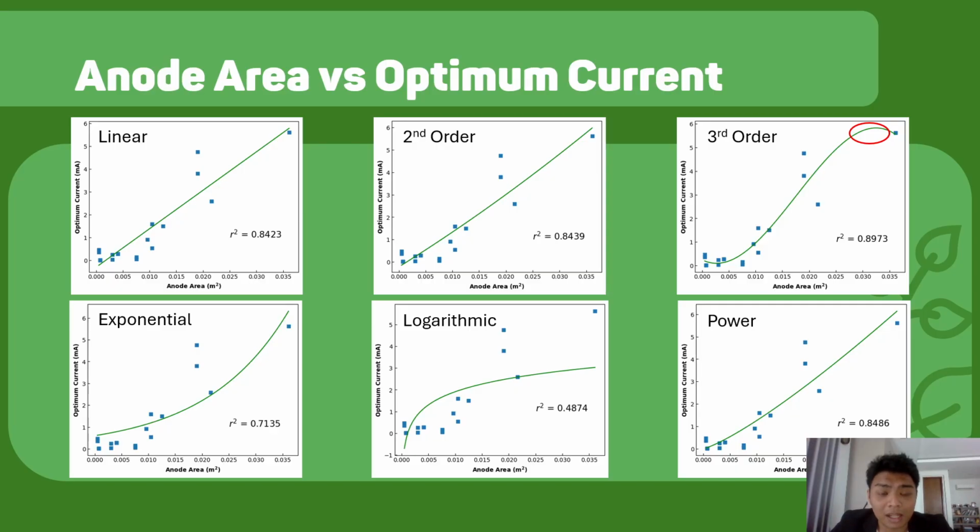The linear model is also the best fit for the anode area versus optimum current. As we can see here, the models for the second order and power also resemble that of the linear model. Now the third order, however, resembles a real cubic curve, and I would have considered this if the top of the curve had data points too. But since no data points are on the curve, I believe this too is an overfit.